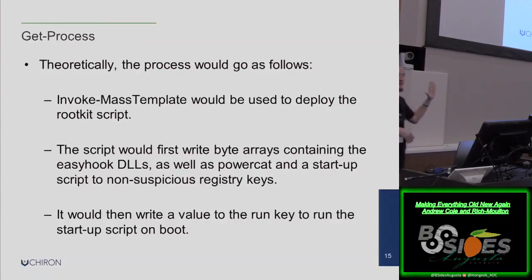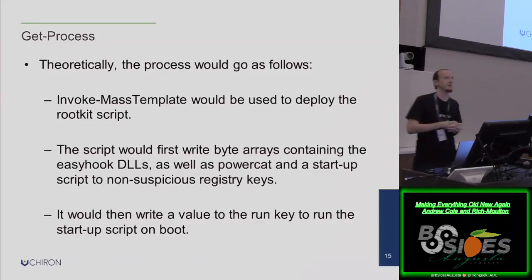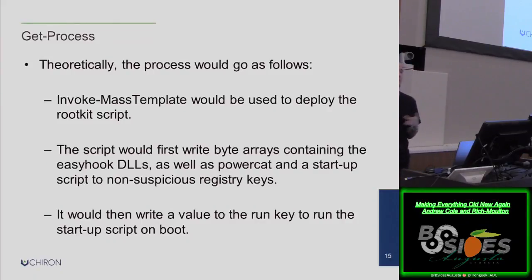But you load a script that would first write the byte arrays that contain your EasyHook DLLs, as well as PowerCat and a startup script, to some random registry keys. The Poweliks virus that came out in the last year or two was a PowerShell virus that was residing solely in the memory, solely in the registry, and not at all in the file system. We're going to use a similar technique. You just write it to the registry, and you then would write a value to the run key to start up your startup script on boot.